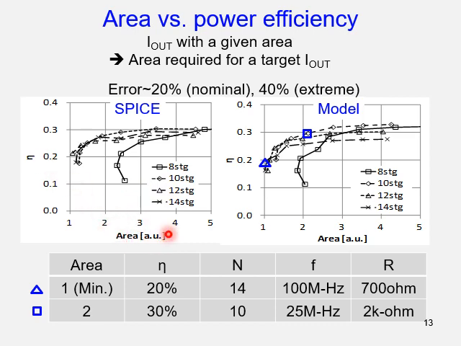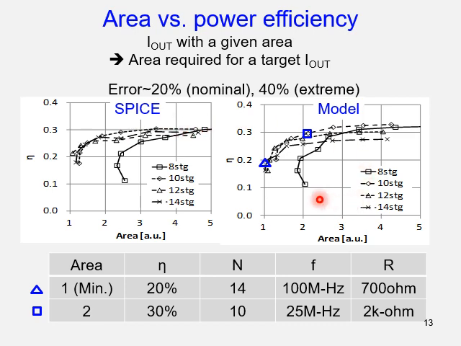For example, if your priority is the area, then you should select these points here, which have 20% power efficiency. Or if you have some amount of area room, and suppose 2, then your eta can be improved by about 10%. So things like that. Once you get to this kind of graph, then you select the best parameter combination.